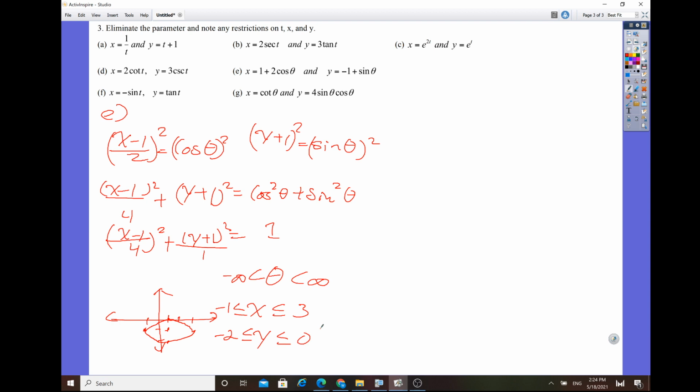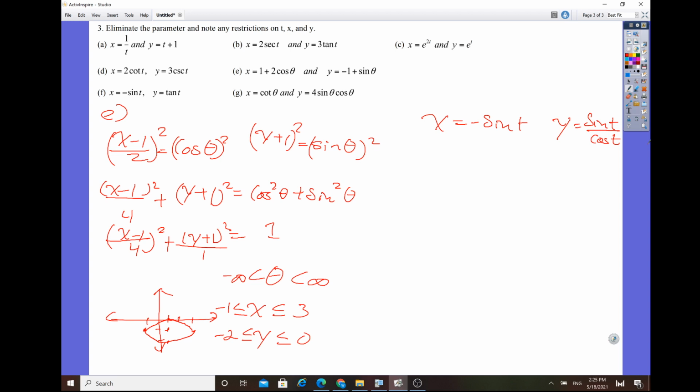Okay, so now what about for f? This one shows that x equals negative sine t. And then for y, that shows tangent of t, which is considered sine over cosine. Okay, so the way to put this together, this one is kind of a little bit tricky because you want to solve for sine of t in terms of x first. And then you try to put all this together.